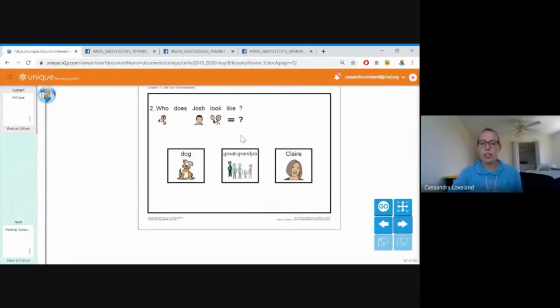Who does Josh look like? Does Josh look like his dog? Yes or no? No, Josh doesn't look like his dog. Does Josh look like his great-grandpa? Yes or no? Yes. Josh looks like his great-grandpa.